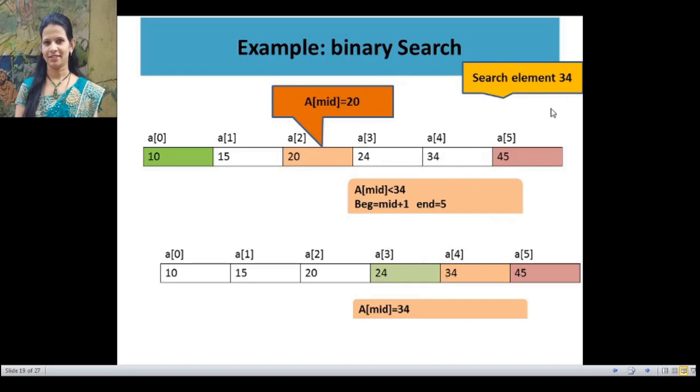Here 34 equals 34. So A of mid equals 34. So we got this element at the location A of 4. So return the location of this.